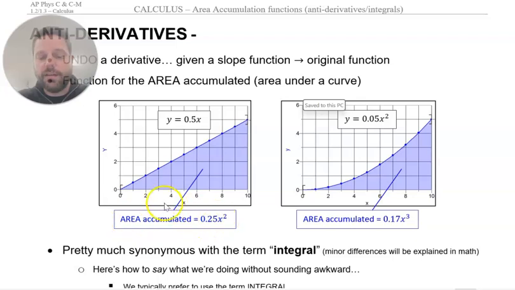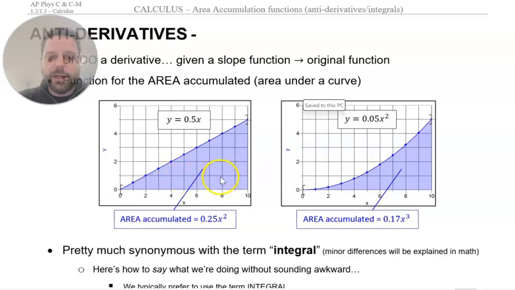The area accumulated as a function of x, then, we could actually figure out by doing what we call an antiderivative. You might be wondering, where did this come from? This area accumulated equals 0.25x squared. That's the goal of this video, is to figure out how do we give y as a function of x, and then figure out how much area is under that curve as a function of x as well.